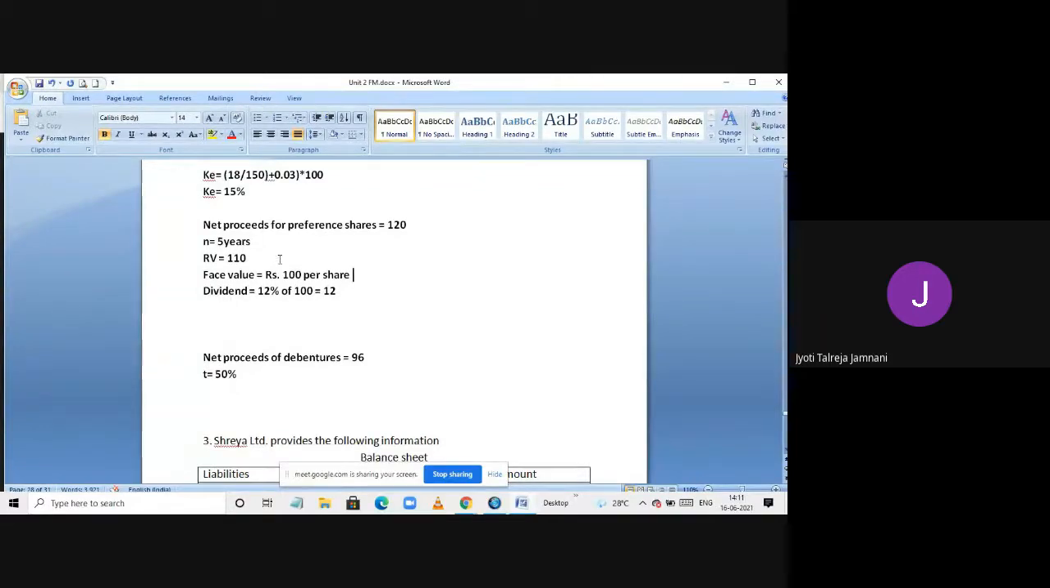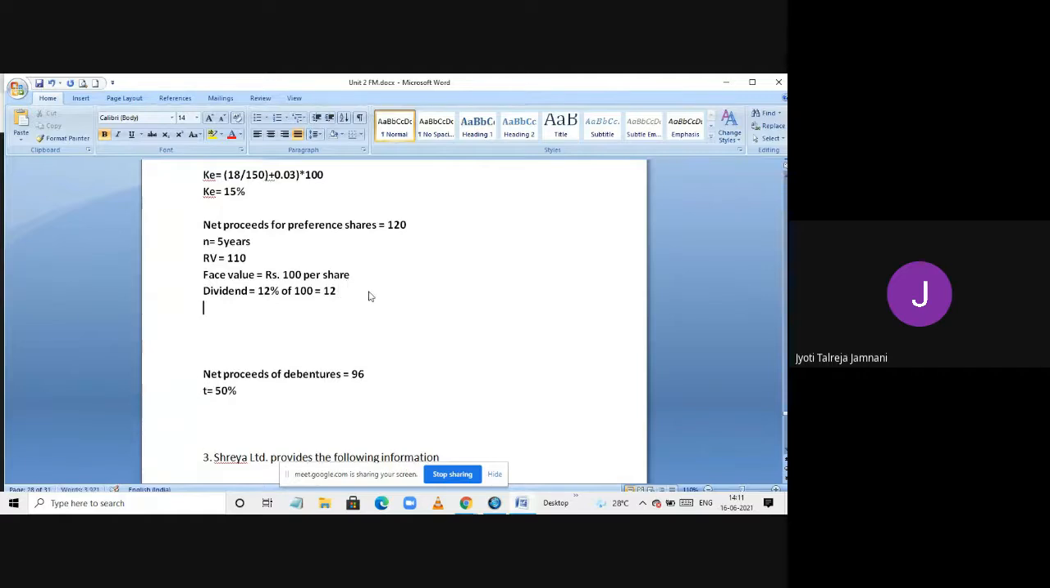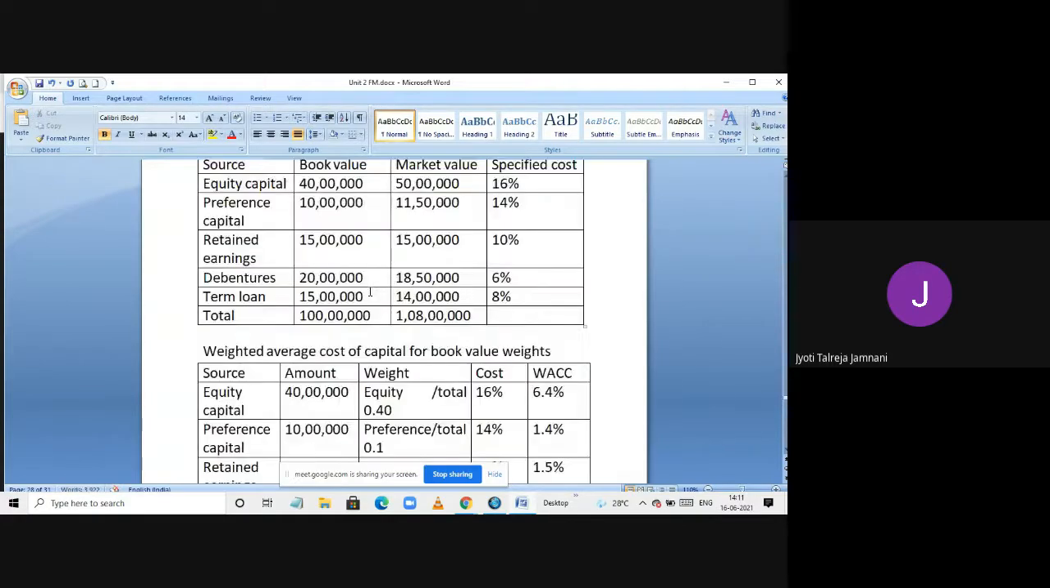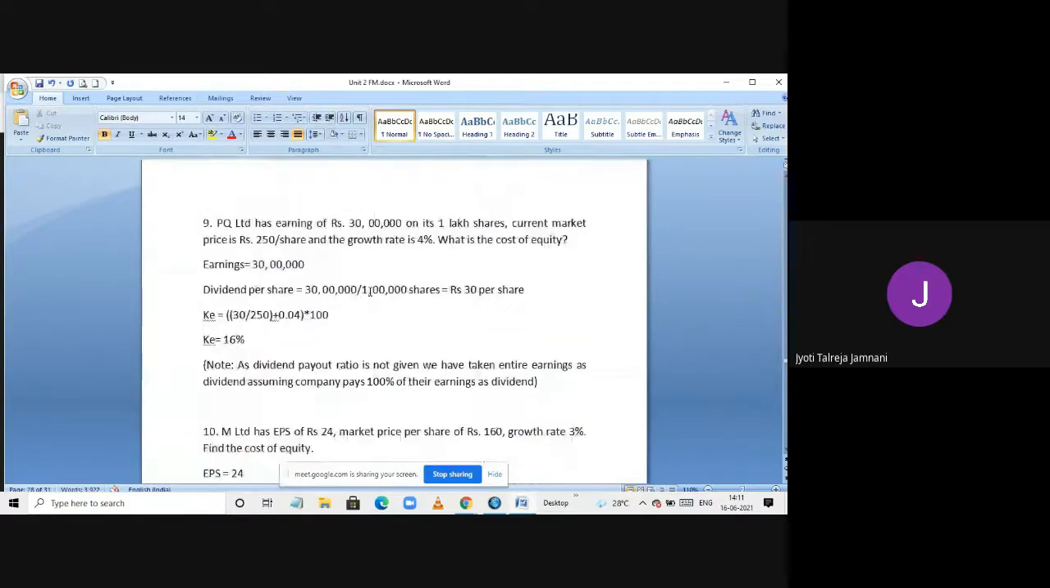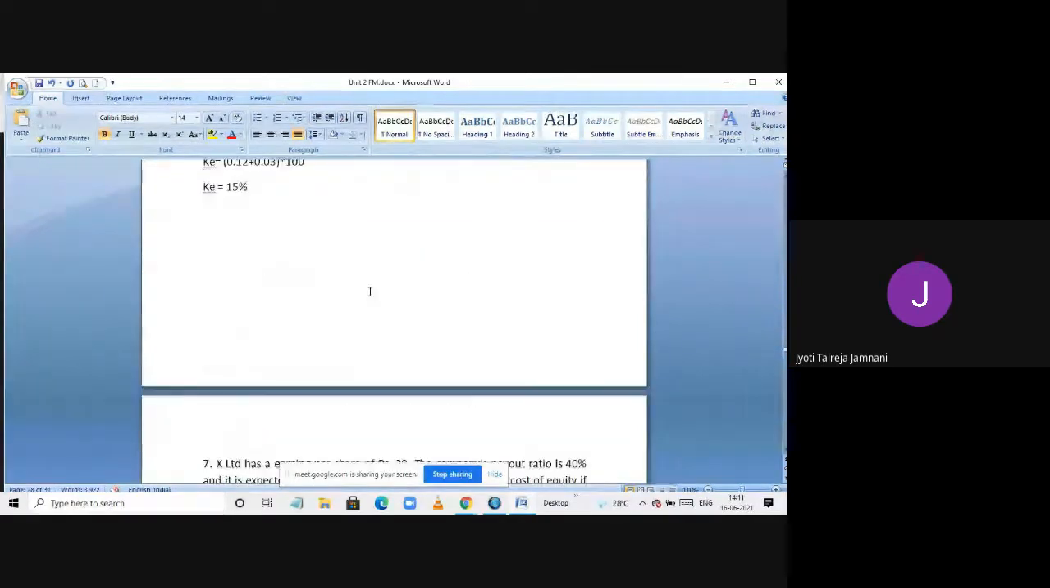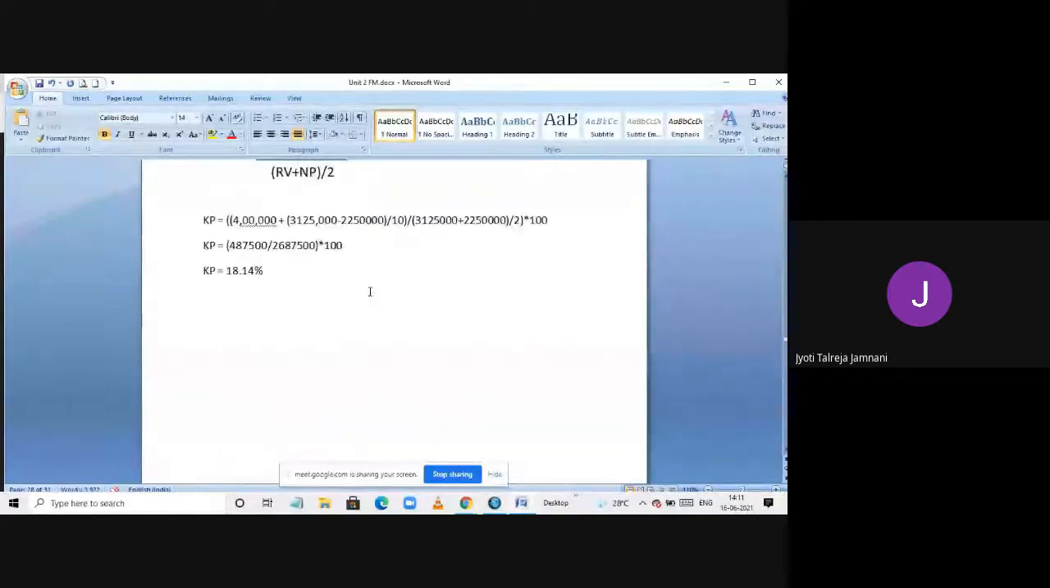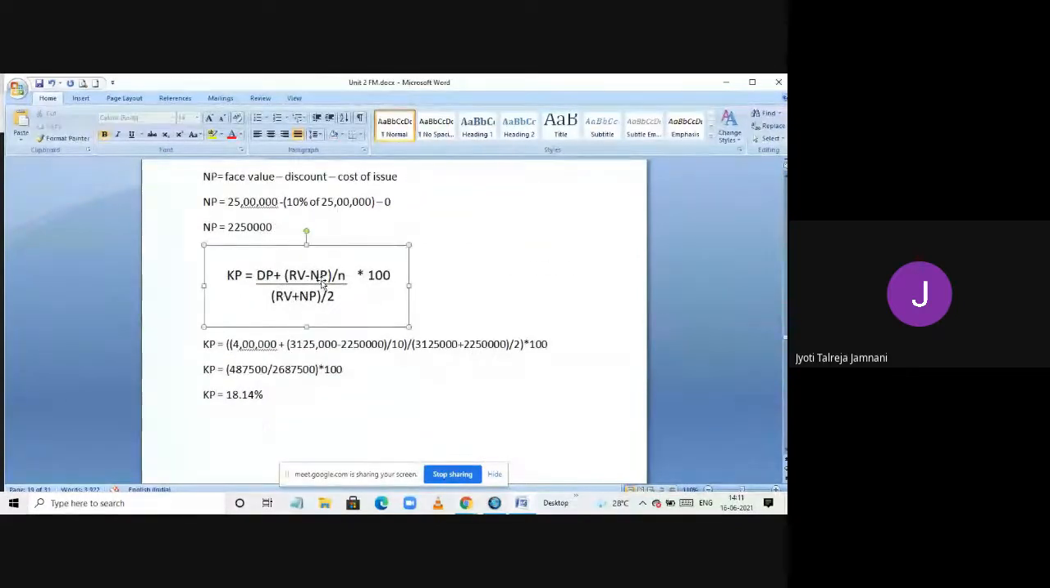Now let us do, it is redeemable, so we use the redeemable formula. So KP is equals to, I'll just copy the formula for you from above once so that later we can solve. It's dividend plus RV minus NP. Let's take it from here.